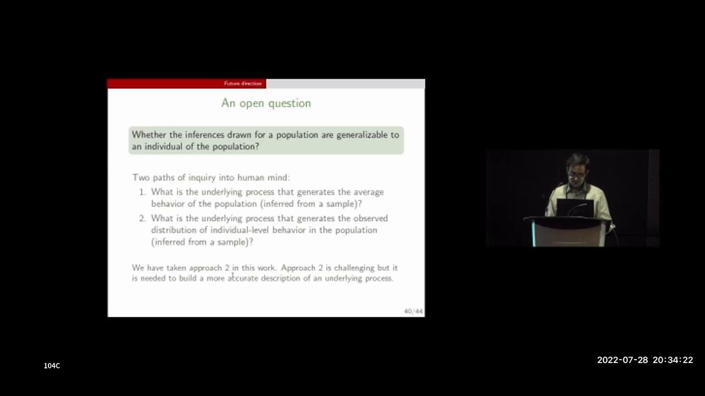The second approach that we take in this work is this: what is the underlying process that generates the observed distribution of individual level behavior in the population? So again, we can use the same sample, but rather than taking average behavior, we can take the distribution of individual level behavior to infer about the underlying process. Now, of course, this is challenging because we may need a different sort of experiment. We need a lot of trials for each individual, and there is a problem of reliability. This is indeed challenging, but we need this approach to complement approach one and to build a more accurate description of the underlying processes.